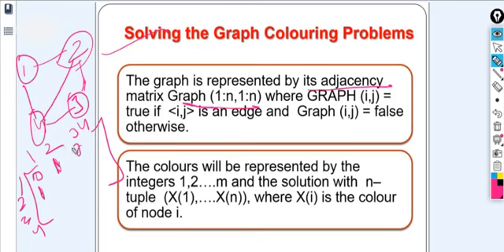So you have to put 0. 1 to 4, yes. 4 to 1, yes. 3 to 1, no, 0. 2 to 2, no. 3 to 3, no. 4 to 4, no. 2 to 3, yes, 1. 2 to 4, yes, 1. 3 to 2, yes, 1. 3 to 4, yes, 1. 4 to 2, yes, 1. 4 to 3, yes, 1. So this is the adjacency matrix with respect to this graph.